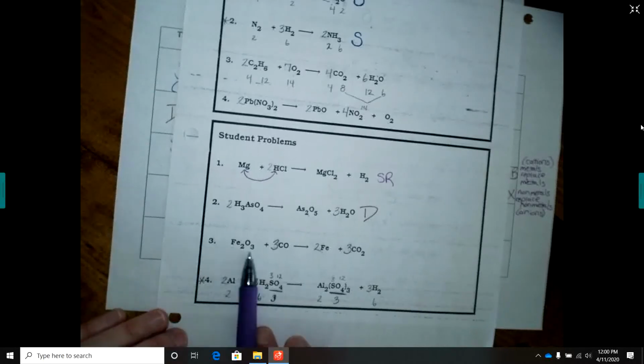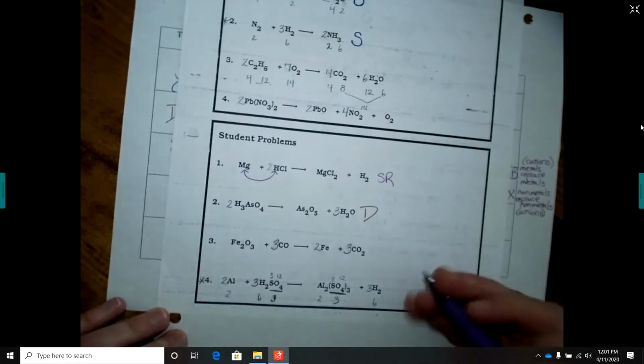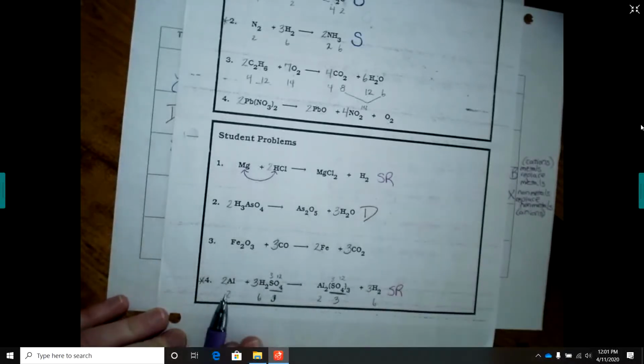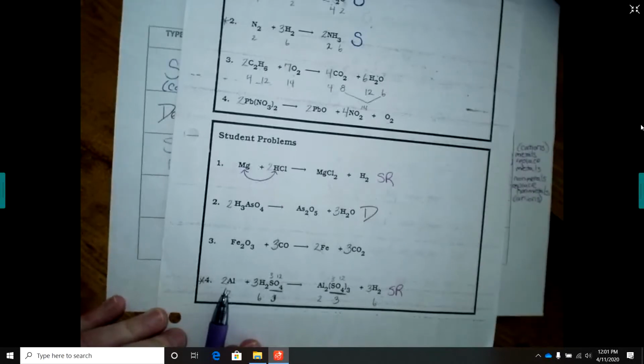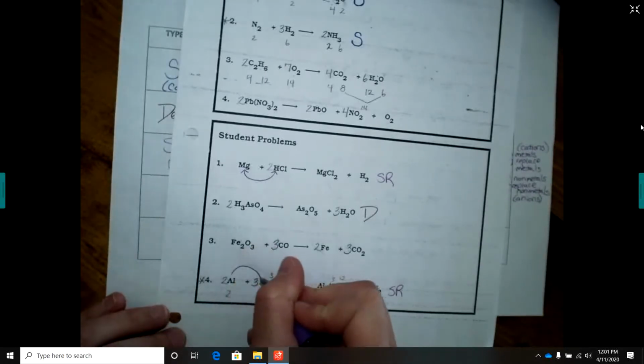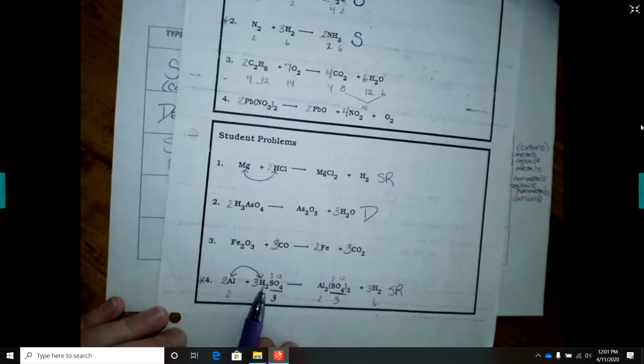Again, nothing is single on the left side of the equation. Carbons with oxygen, irons with oxygen here, so nothing is single. However, number 4 down at the bottom is single replacement. Aluminum is single on the left side. It takes the place of hydrogen. So now hydrogen is single and aluminum is with sulfate.